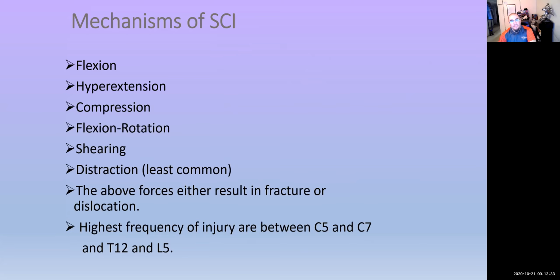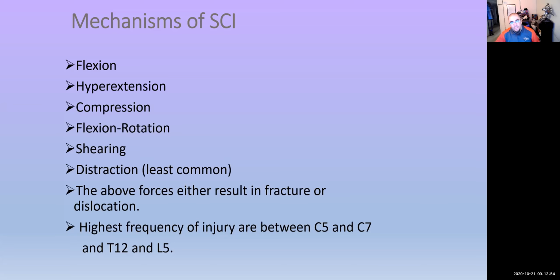So mechanisms of injury. How does it happen? The most common is a flexion injury. Why do you think the most common is going to be a flexion injury? Well, think about it. That's where we spend most of our day, is flexed forward. We don't do a lot of stuff going back that way. Posture, exactly.